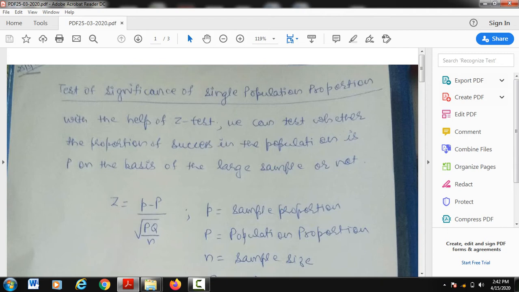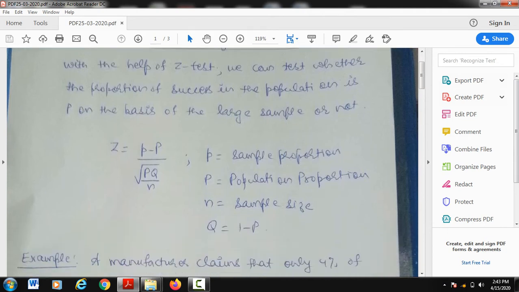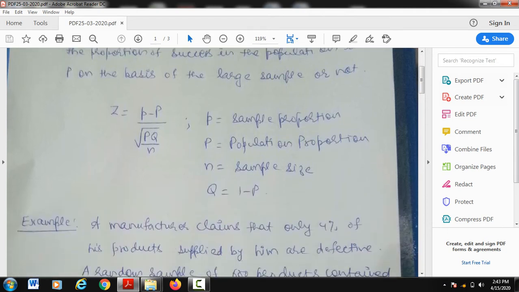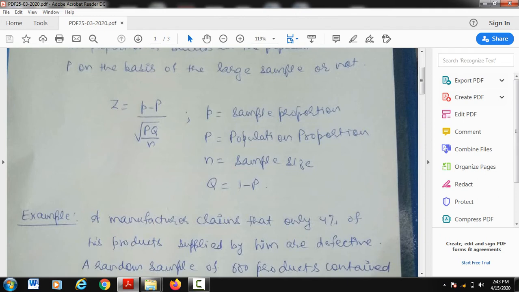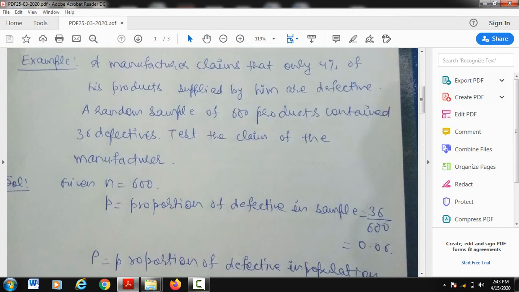To test the significance of a single population proportion, the Z statistic that we use is small p minus capital P over under root of PQ over n, where n is the sample size, small p is the sample proportion, capital P is the population proportion, and capital Q is 1 minus P, the opposite of the population proportion. I will illustrate this application with the help of an example.